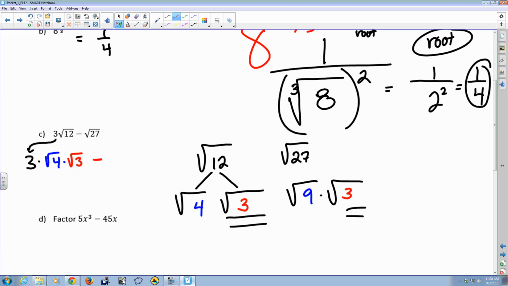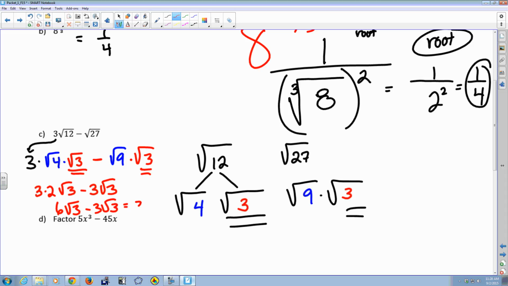There's a 1 in front of that square root of 7. So now you can put the 1 there or not. You have the square root of 9 times the square root of 3. Now you have like terms, like radicals, you want to combine them. You can simplify the square root of 4 to be 2, so this is 3 times 2 square roots of 3. Take away 3 square roots of 3. This is 6 square roots of 3. Take away 3 square roots of 3, which leaves you with 3 square roots of 3.